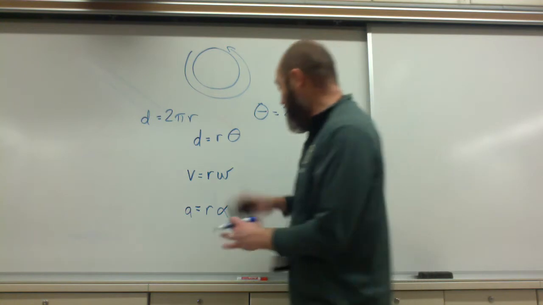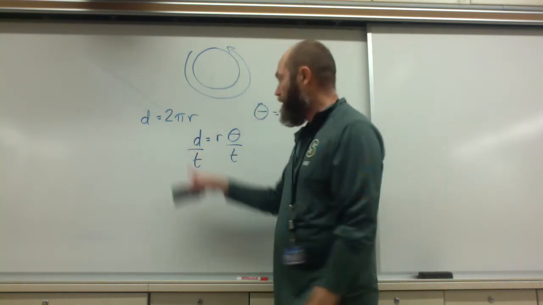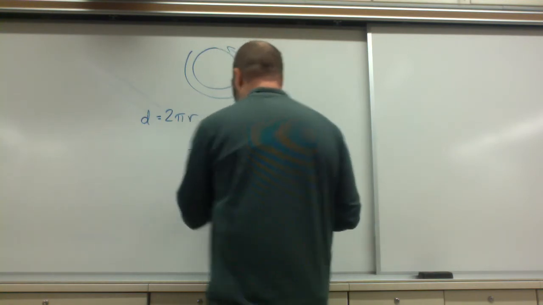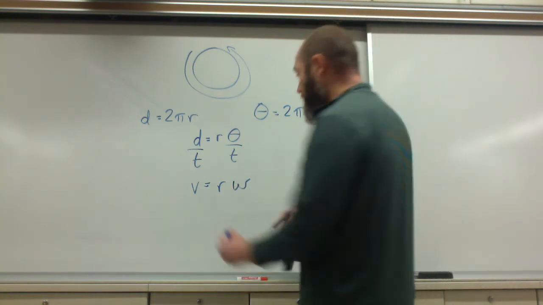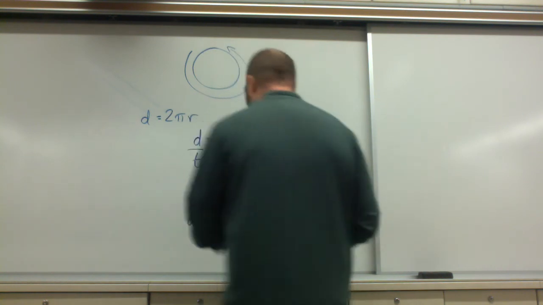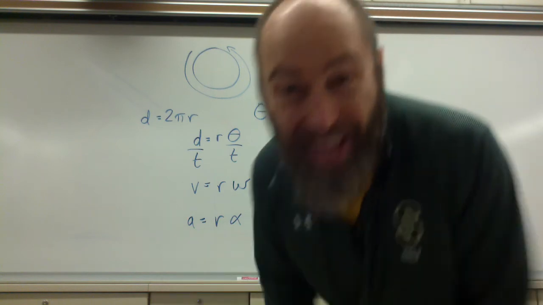And then if you wanted to, you can just do this. Divided by t, divided by t. This over t is v. This over t is omega. Oh, there you go. And then if you wanted to, divide by t, divide by t. V over t is a. Omega over t is alpha. Okay? So that's how you're going to go from one to the other.